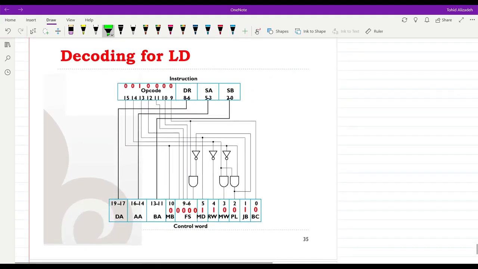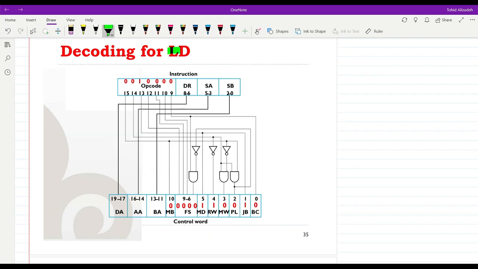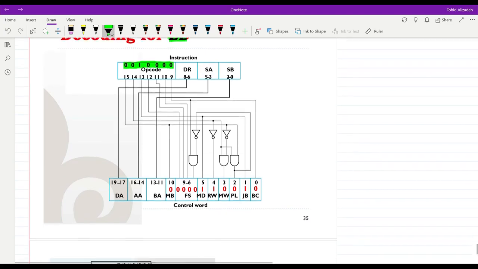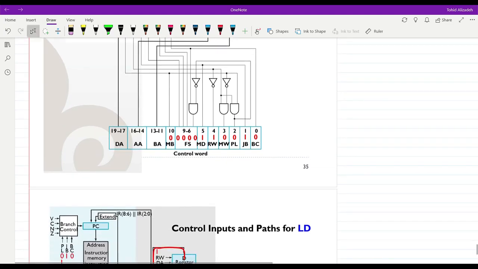The next one to consider is the load or LD. The OP code for LD is 0010000, and using the instruction decoder that we have, the control word is obtained as this.